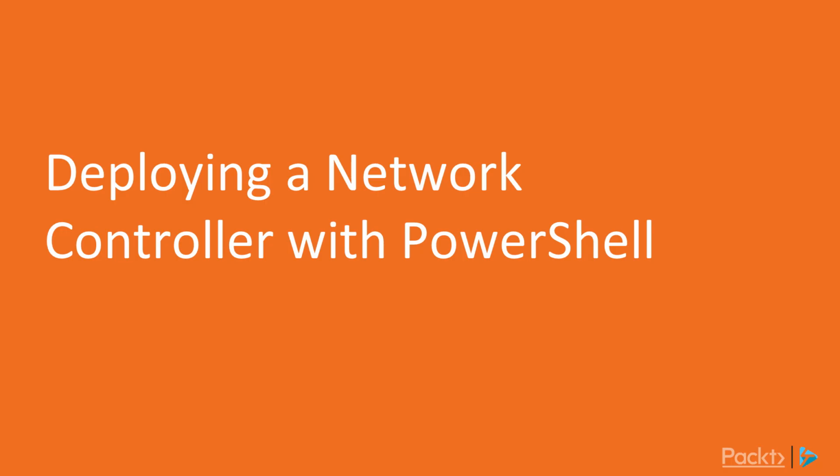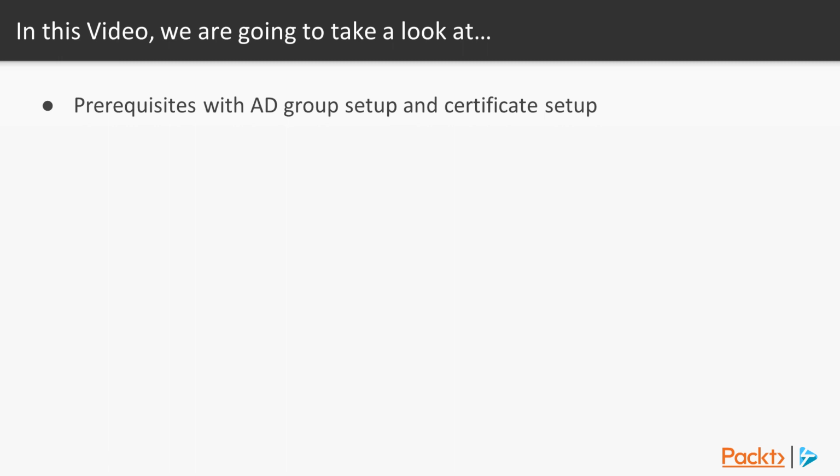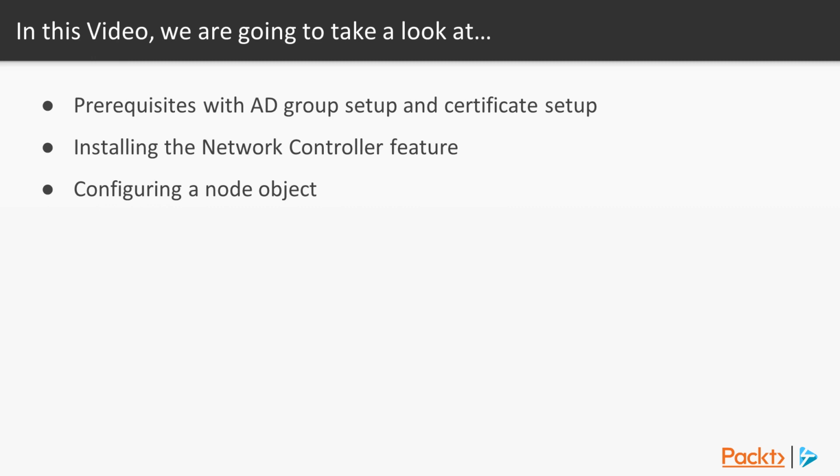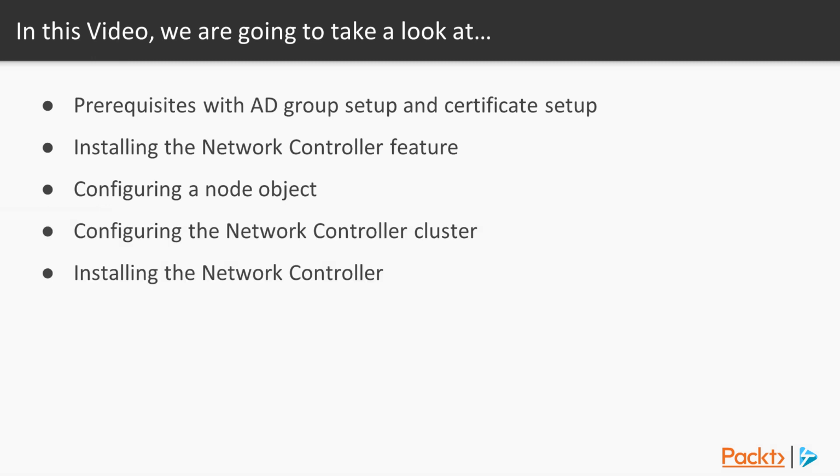In this video, we'll see how to set up a network controller using Windows PowerShell. Anthony's going to show us the steps involved to do so. Throughout this video, we'll see some required setup, involving things like AD group setup and issuing a certificate. We'll see how to configure the network controller feature with management tools. We'll also learn how to set up a node object and create a cluster. And finally, we'll see how to install the network controller.